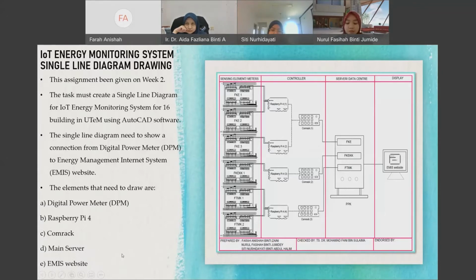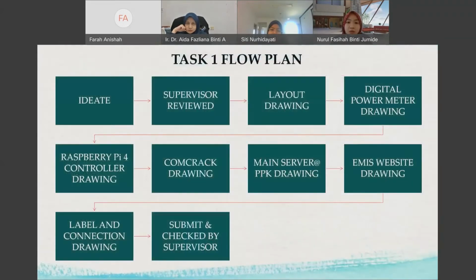and the EMS website. This is the task 1 flow plan, which is firstly we come up with an idea, which is sketching. After we send the sketching to the supervisor to review, we proceed to layout drawing. After that, we draw the digital power meter, then Raspberry Pi, COMRAC, main server, EMS website, and lastly we label all the elements, submit it and have it checked by our supervisor.